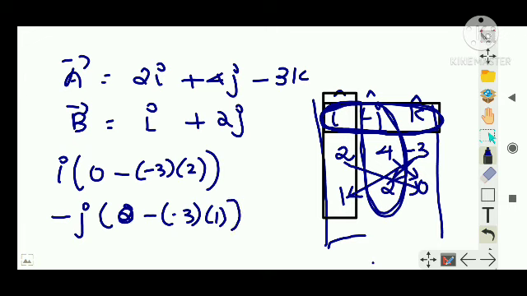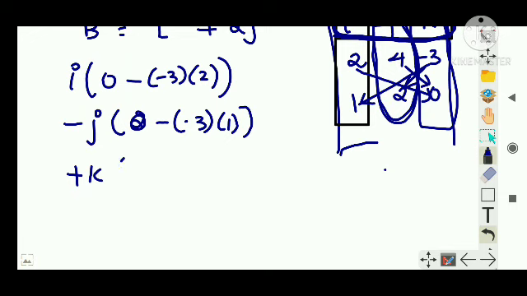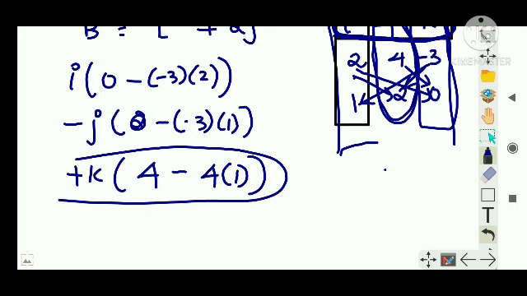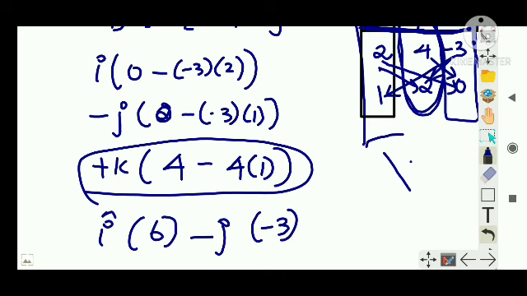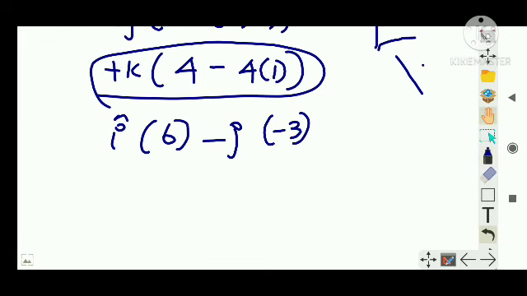Clear? Now keep k's row and k's column constant. So again plus k into 2 into 2, 4. This one 2 into 2, 4. And minus 4 into 1. Clear? So this term goes off, 4 minus 4. Right? Now what can be the answer? i cap into 6. Right? Minus j minus 3. Then there is 0. Nothing. So I can write now 6i cap plus 3j cap.